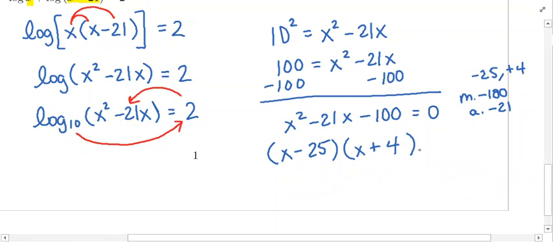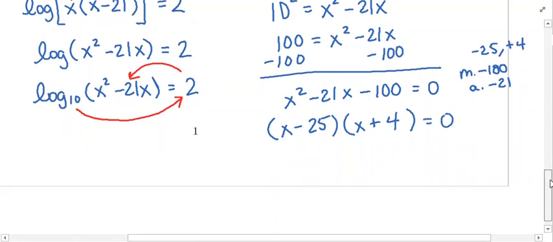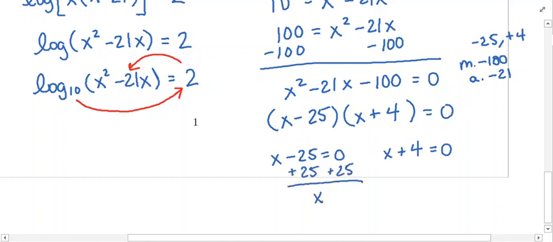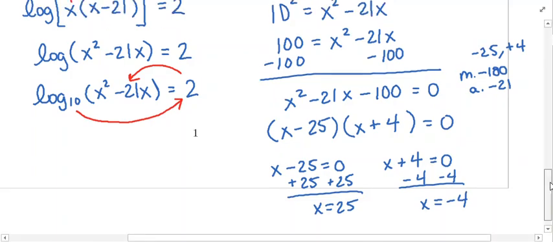Now we need to take each factor, set it to 0, and solve. So we're going to take x minus 25, set it to 0, take x plus 4, set it to 0, and solve. We're going to get x can be positive 25, or if you subtract 4 from both sides, x can be negative 4. So you get two solutions here, but remember, we need to check them in the original equation.